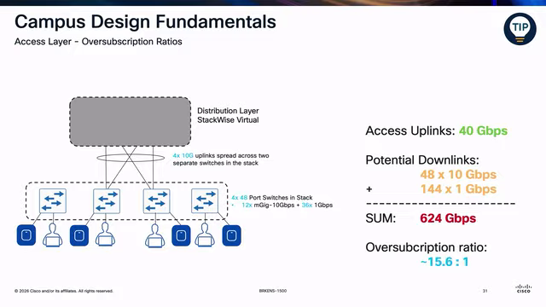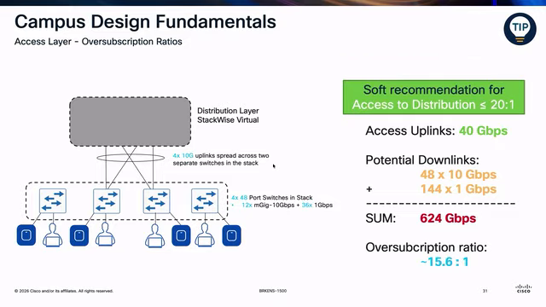And the question is, would you run such a network? Would you leave it as is, or would you upgrade it? Well, the soft recommendation, if you look at Cisco.com and the CVD, the Cisco validated design for the campus architecture, you'll find the number: you've got to stay below 20 to 1.